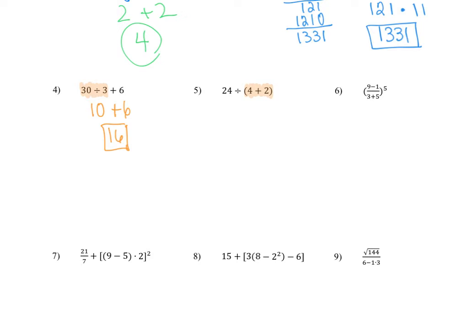So when I rewrite this one, I have to rewrite 24 divided by, and now I do the 4 plus the 2. So 4 plus 2 is 6. I can drop the parentheses as soon as I do the operation inside. So 24 divided by 6 is 4, and I'm all done.